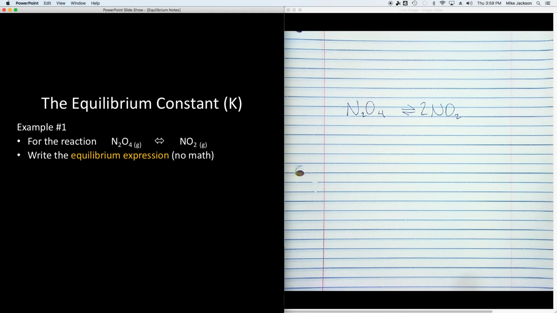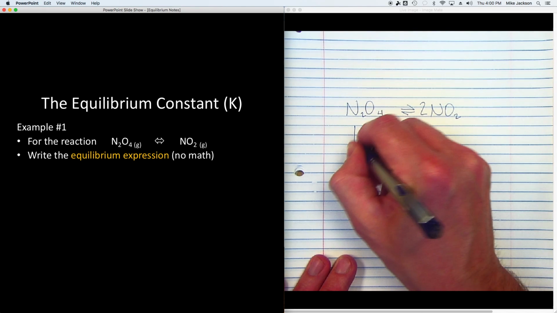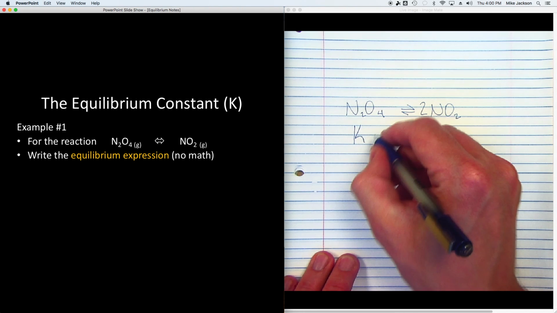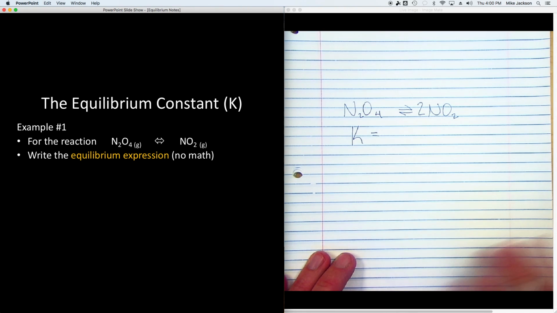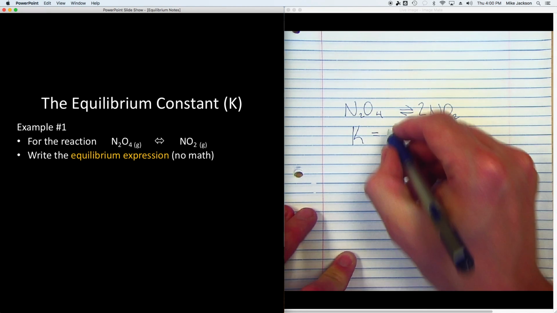So now we're going to write the equilibrium expression, which is no math, just the expression. No numbers to plug in at this time anyway, so we'll just go with this as written before. The K expression, we'll start by writing K, and we're going to take our products over our reactants.